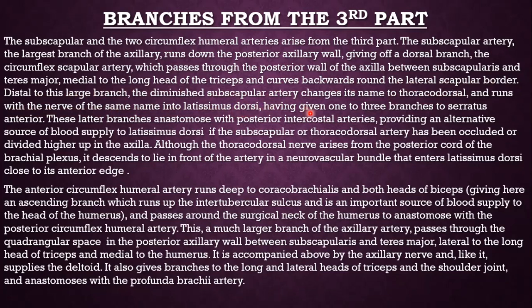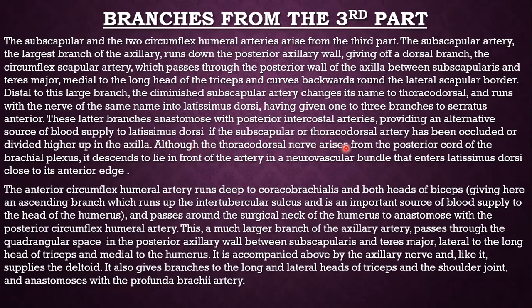Okay, and it usually gives 1 to 3 branches to serratus anterior, and these branches usually anastomose with the posterior intercostal arteries. That anastomosis is important since it provides an alternative source of blood supply to latissimus dorsi if the subscapular or the thoracodorsal artery has been occluded or divided higher up in the axilla. So there is an alternative blood supply if there is blockage of the subscapular artery, because there is anastomosis between the branches from the thoracodorsal artery and the posterior intercostal arteries.